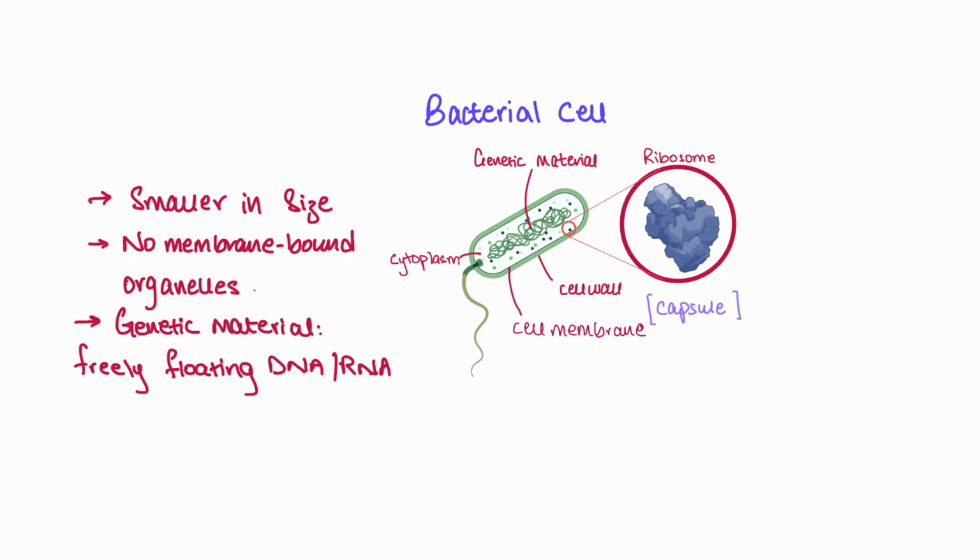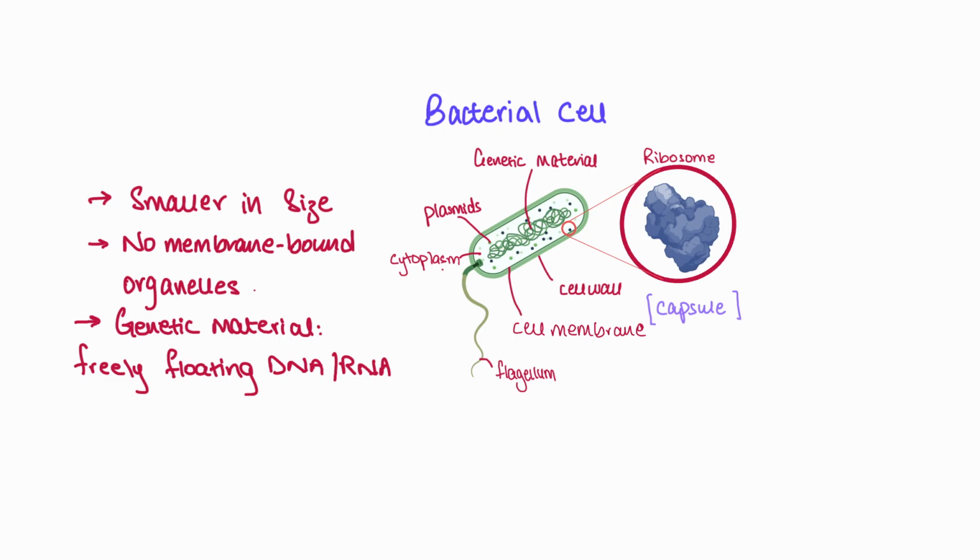Now there are other tiny rings of genetic material called plasmids also freely floating in the cytoplasm. And then because they're unicellular organisms, they need something to be able to move around. So they could have a flagellum or they could have cilia around them. These are all just like tiny tails to help them move.